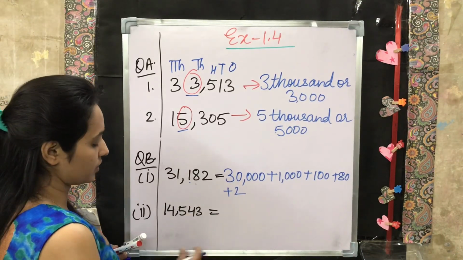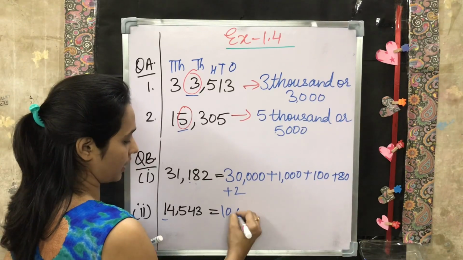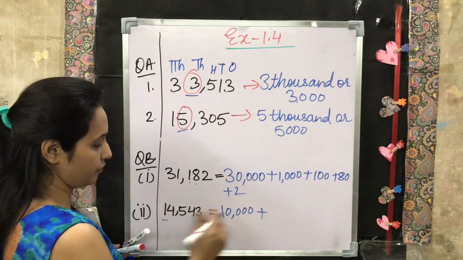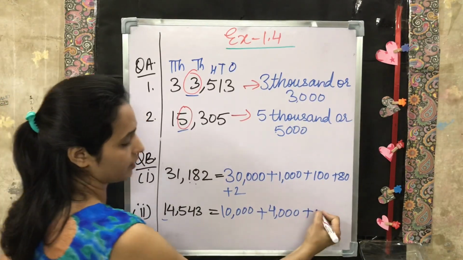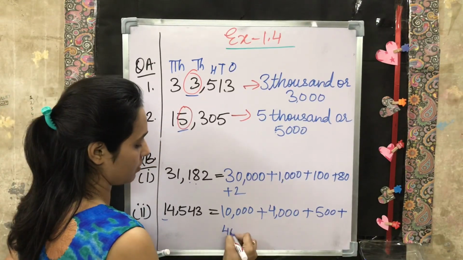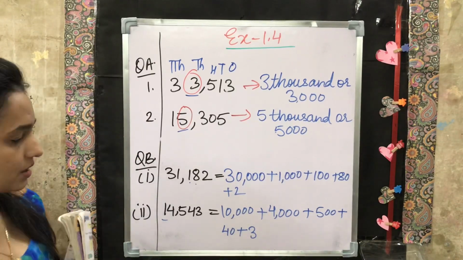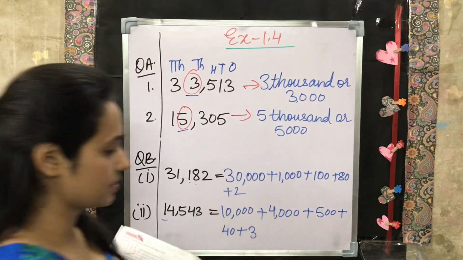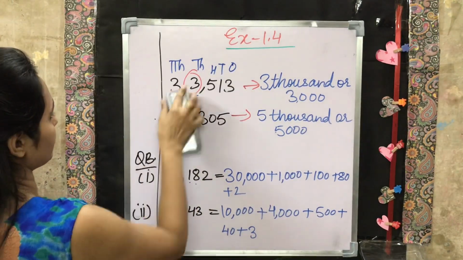For 14,543, the first digit is 1 and its place value is 10,000. Alright. The place value of 4 is 1000. 5 is at 100, 4 is at tens and 3 is at ones. So this is how you can solve this. Alright. Without wasting any time, we are moving to the next question, question C.